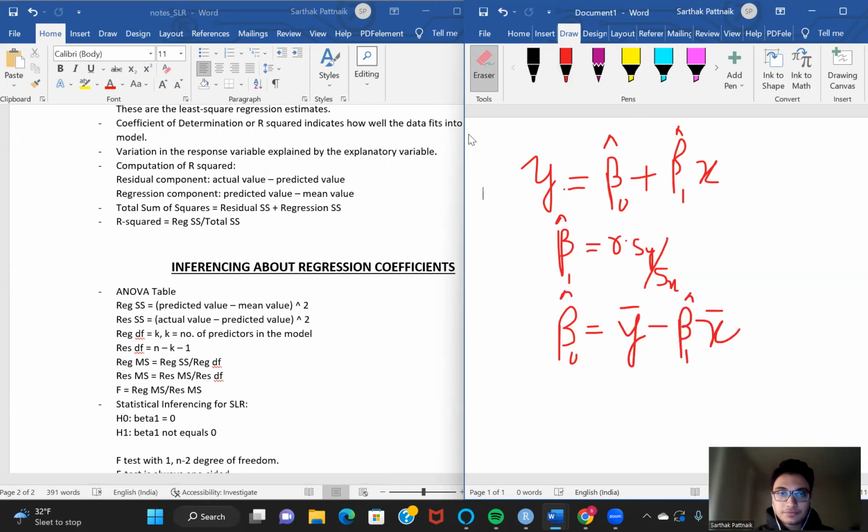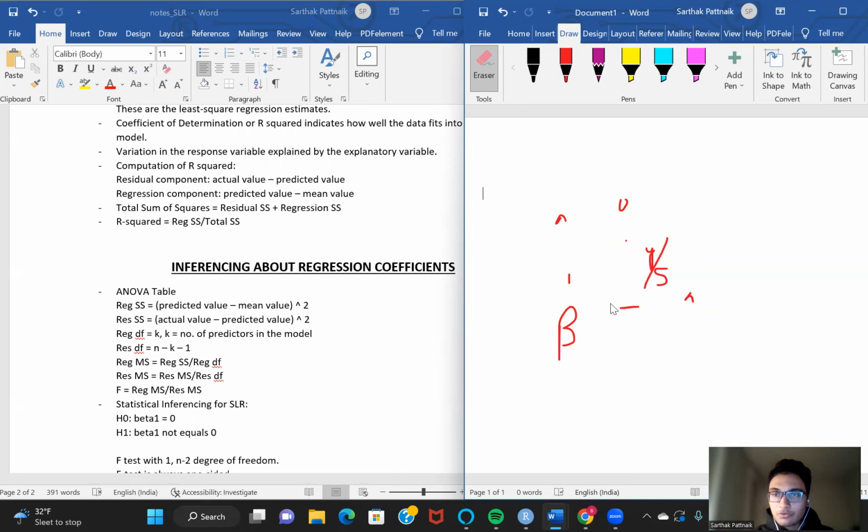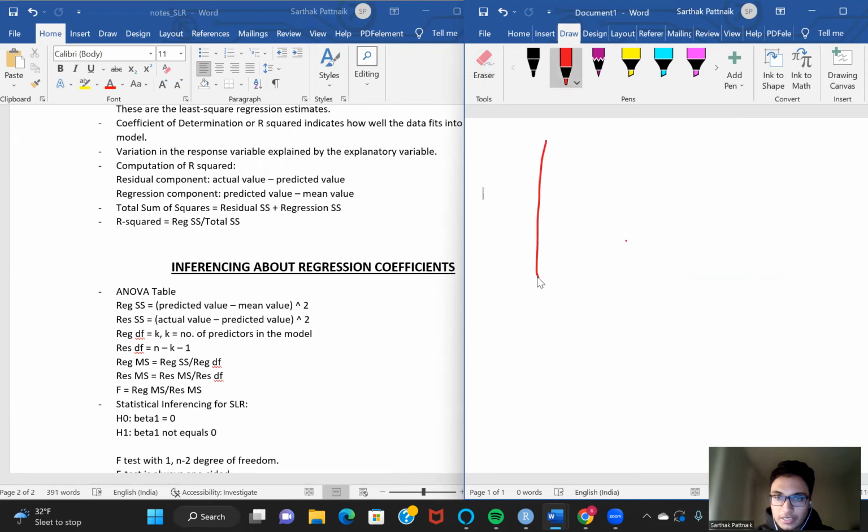What it tells us basically is, if I have points like this scattered around and I have a regression line that goes like this, how well this regression line is capturing my data points. This is what coefficient of determination tells us.